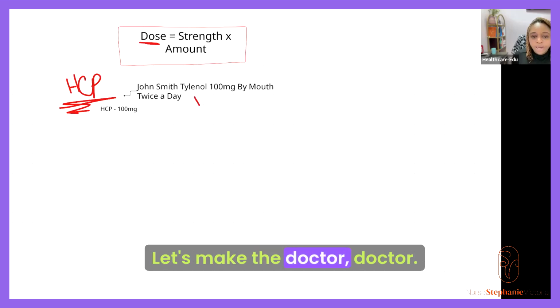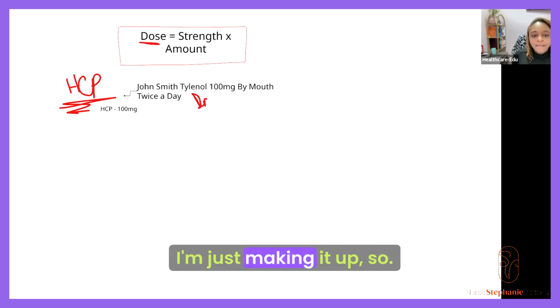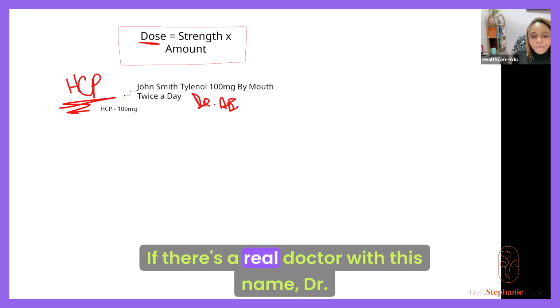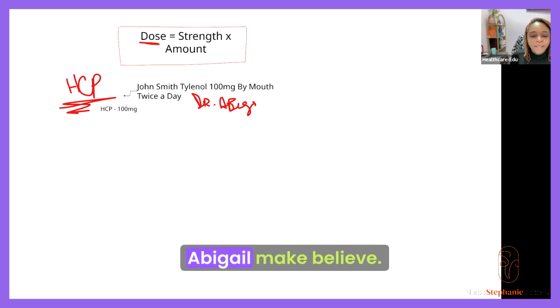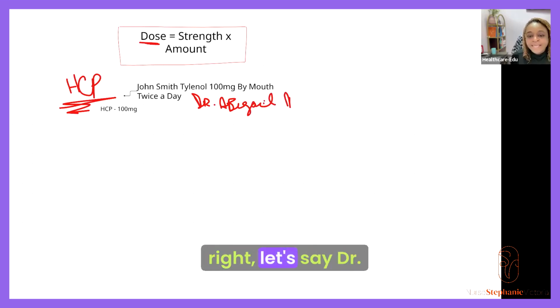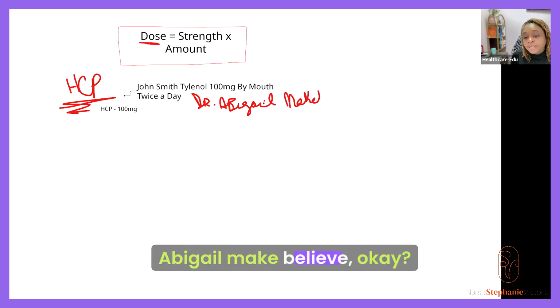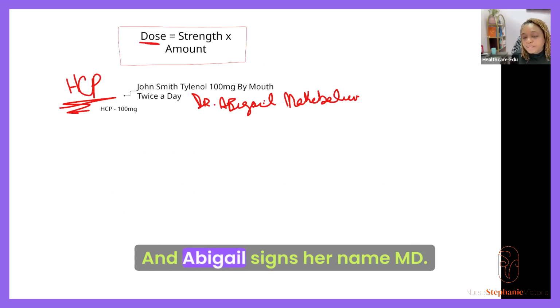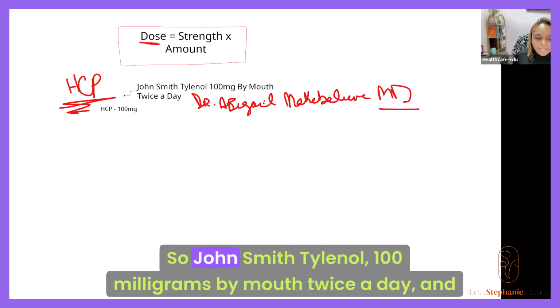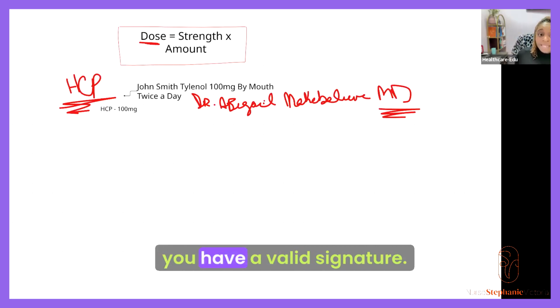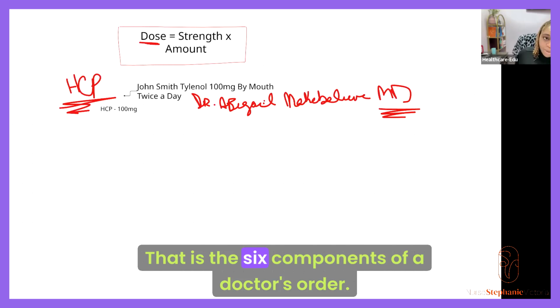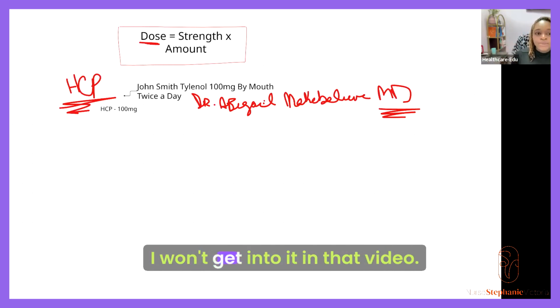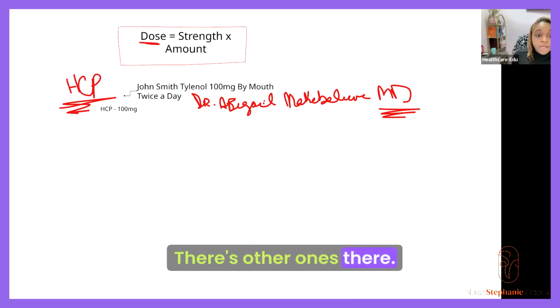Let's make the doctor, I'm just making it up. So if there's a real doctor with this name, Dr. Abigail Make Believe, okay? And Abigail signs her name MD. So she is a prescriber. So John Smith, Tylenol, 100 milligrams by mouth twice a day, and you have a valid signature. That is the 6 components of a doctor's order. I won't get into it in that video. There's other ones there. So this right here is the dose.